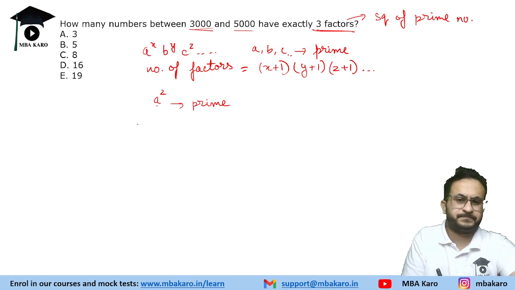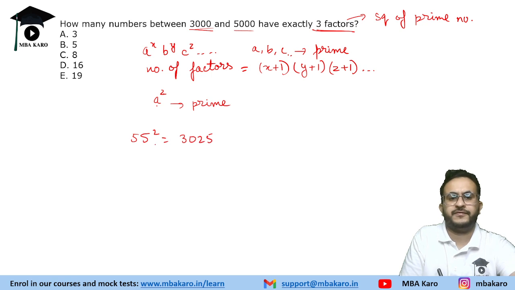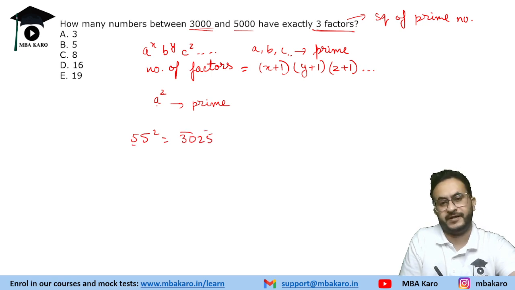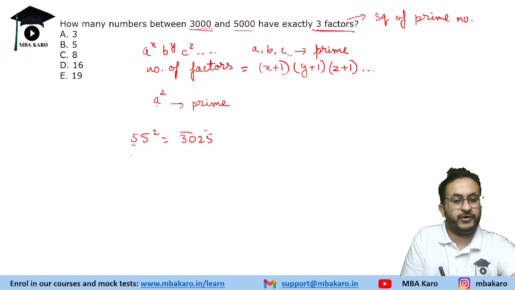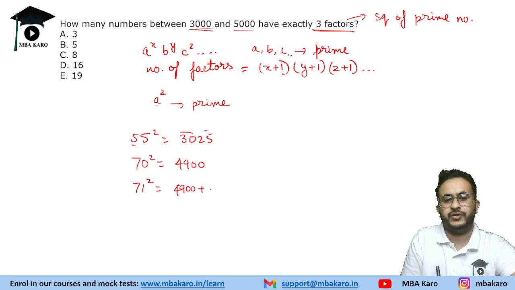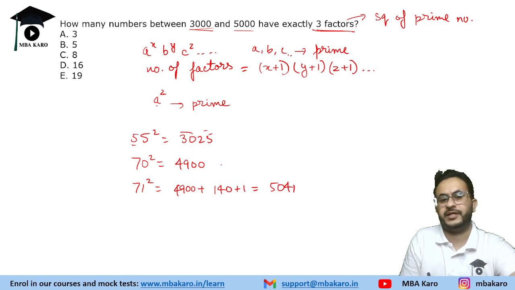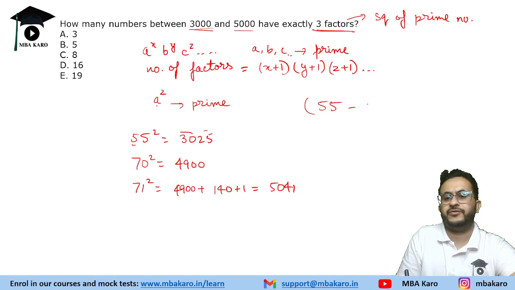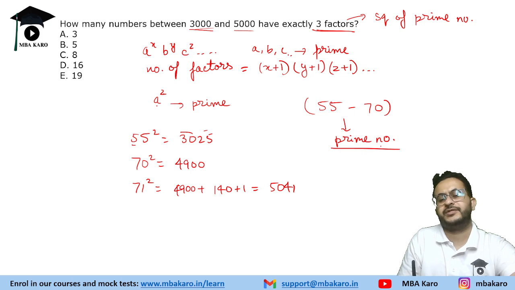If you know that 55 square is 3025, 5 into 6 is 30 and 25, right? So 55 square is just above 3000, and the upper limit is 5000. 70 square is 4900. And if you take 71 square, that is 70 plus 1 square, so 4900 plus 2 into 70, that is 140, plus 1, equal to 5041, which is beyond the range. So we need the numbers from 55 to 70, and in this range we need to find prime numbers, because it is a square of a prime number.